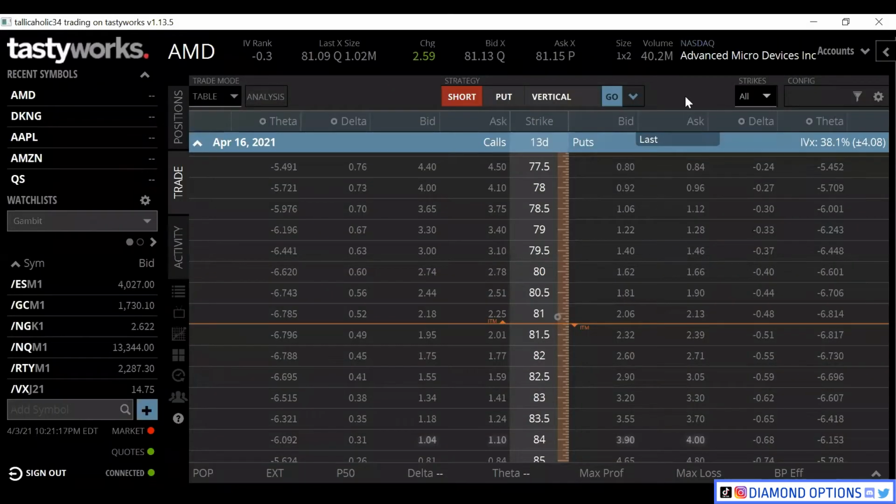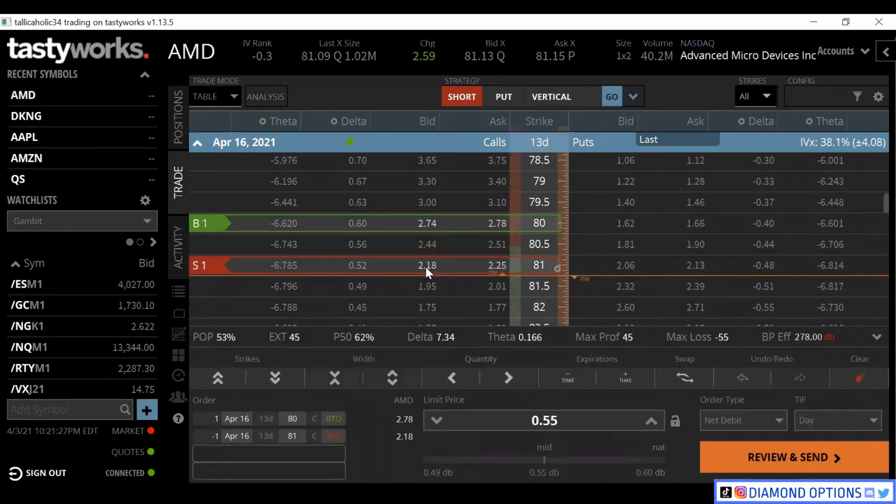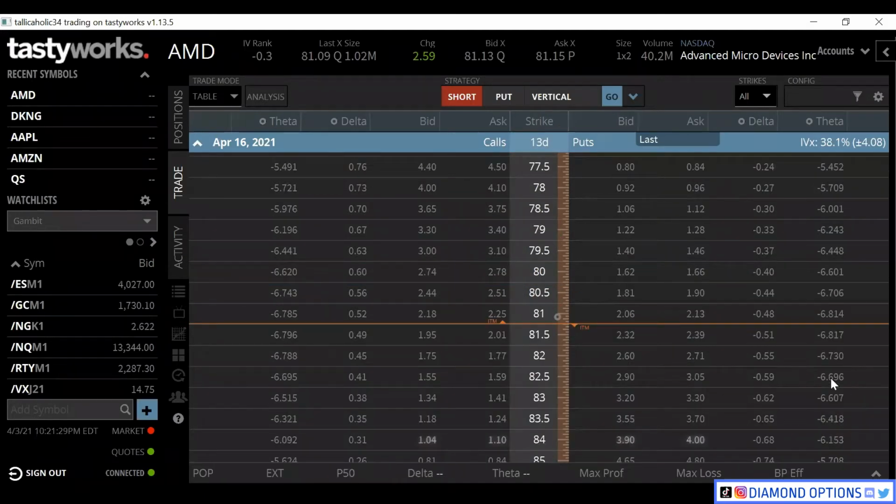All right, guys, in this video we're going to talk about credit spreads. Now, we already know how to place a debit spread, and that would just be we buy a call or a put, and then we sell a further out of the money call or put against that. Now, what is a credit spread? Well, a credit spread is the same exact thing, only in reverse.